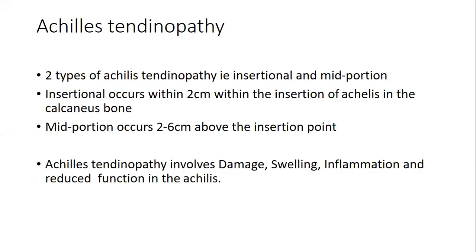So there are two types of Achilles tendinopathy that we have. That's insertional and mid portion. Insertional occurs within 2 centimeters of the insertion of the Achilles in the calcaneal bone. Just distal to the Achilles, but close to the calcaneal bone. That's the insertional one. Then the mid portion occurs more proximal, which is like 2 to 6 centimeters from the distal point from the calcaneal bone. Achilles tendinopathy involves damage, swelling, inflammation, and reduced function of the Achilles.